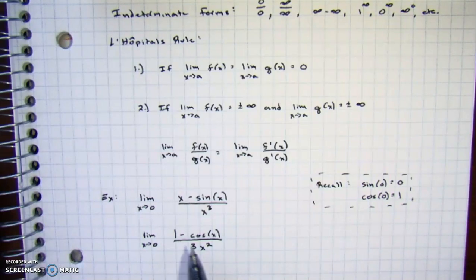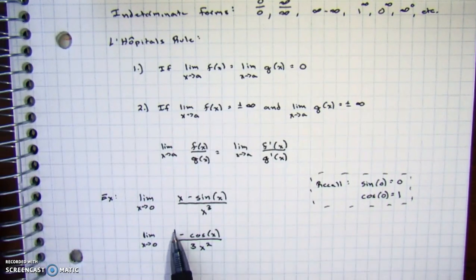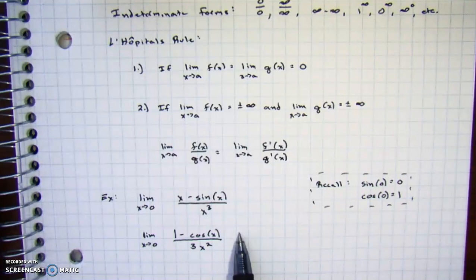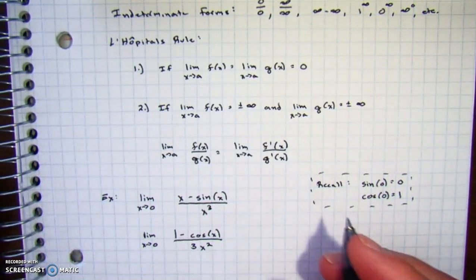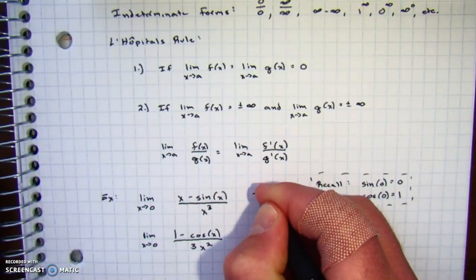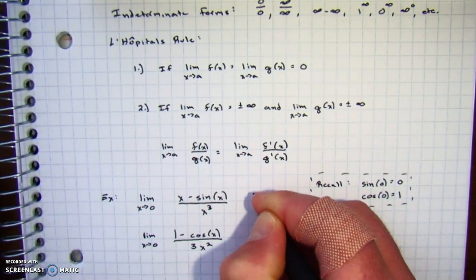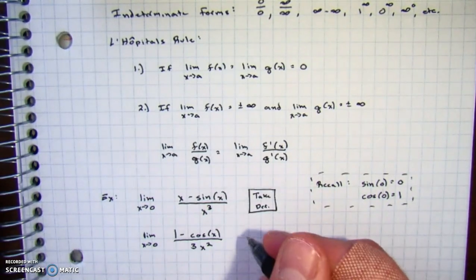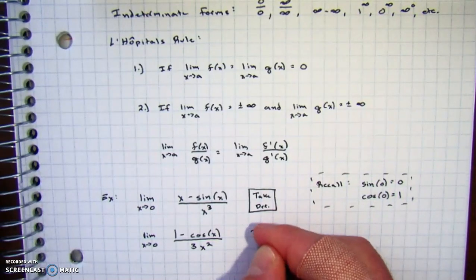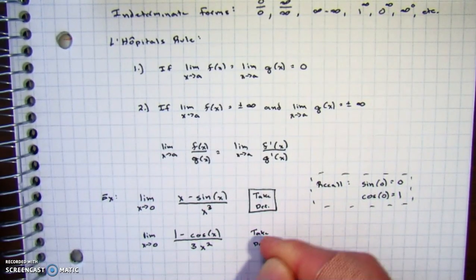Well, looking at this, I say, it looks like I'm stuck again, right? Because I've got the top, which, remember, cosine of 0 is 1. So I've got 1 minus 1, so that's 0. Then I've got 3 times 0 squared, so that's 0 over 0. So, bummer. But have no fear, because since it's 0 over 0, that means I can take the derivative again. So here we took the derivative to get to that one. So now I'm going to do it again.